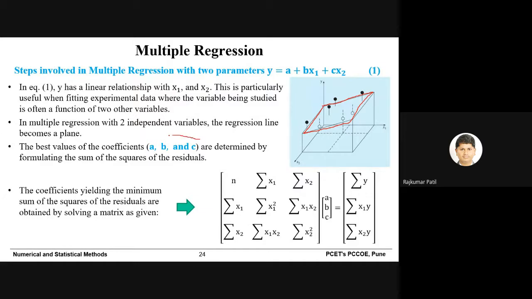And by using that, we will find out the optimum values of coefficient A, B, C by using this equation AX is equal to B. And we already know how to solve this matrix. For that, first of all, we prepare a table. We find out the elements of matrix A and matrix B, and then we solve the simultaneous equation. Now we will take one example.